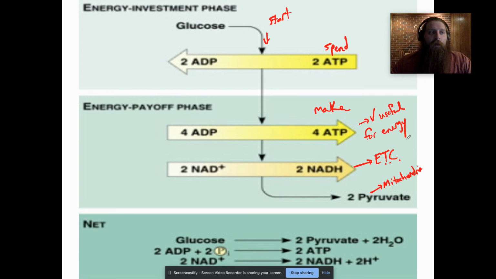So remember at the beginning, I said, hey, we need to know the big picture of glycolysis. This is the big picture. You spend 2 ATP to get it started. You make 4 ATP, you make 2 NADHs, and you make 2 pyruvate. So this slide, I'm going to put a big star right here. This is the big picture for glycolysis.